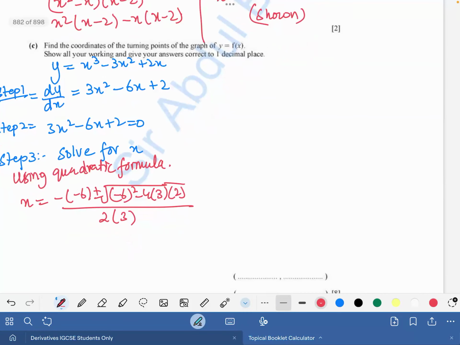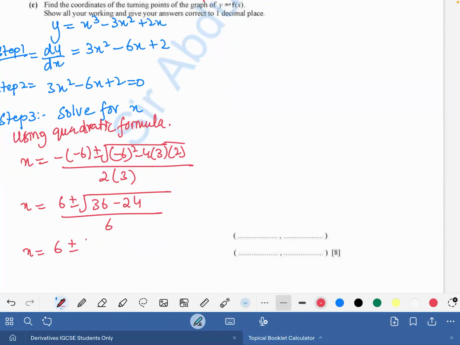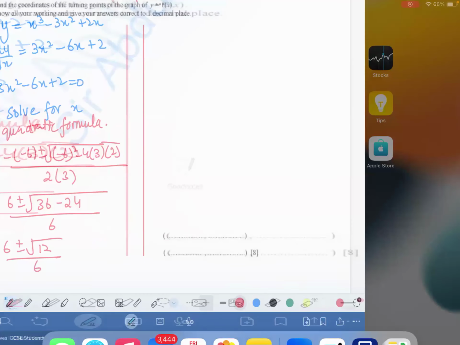चलें जी, कैलकुलेटर पे करके बताइए बेटा आंसर क्या आ रहा है. 36 minus 4 3s are 12, 12 2s are 24. 36 minus 24 divided by 6. So x is equal to 6 plus minus square root of 12 divided by 6. So what is x1 and what is x2? जी x1 और x2 की वैल्यू क्या है बेटा?